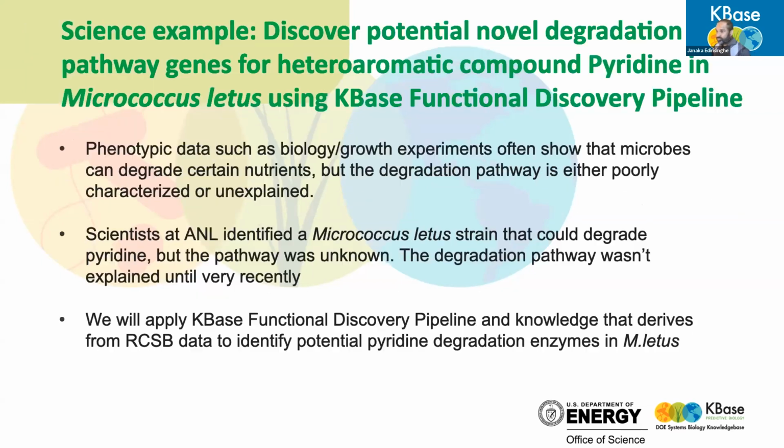So the specific scientific example is that the scientists at Argonne had this experimental strain, Micrococcus luteus, and through phenotypic data, we know that the strain can grow on pyridine. But the pathway wasn't explained until very recently. So the organism can grow, but the degradation pathway is unknown. So in this workflow that I'm going to show, we use the KBase functional discovery pipeline and also the knowledge that derives from RCSB. There's a wealth of knowledge that we can get from this RCSB data to identify this potential pyridine degradation pathway.